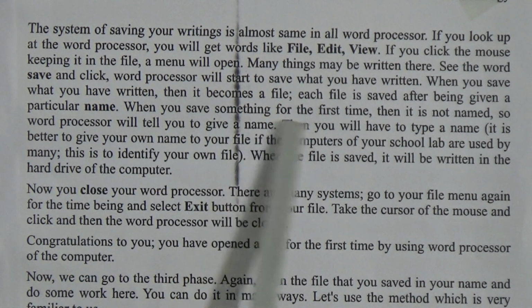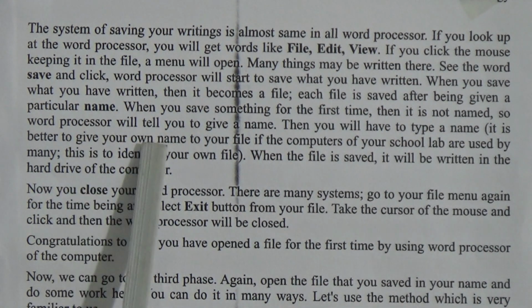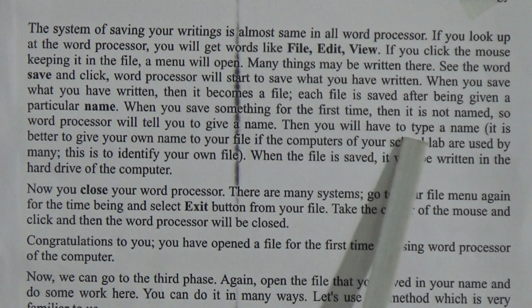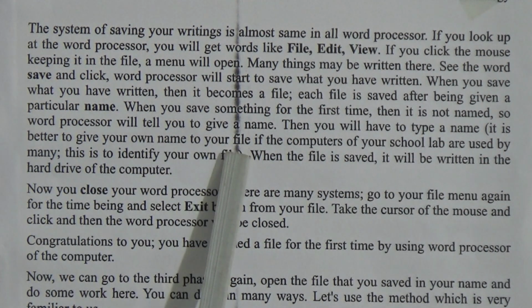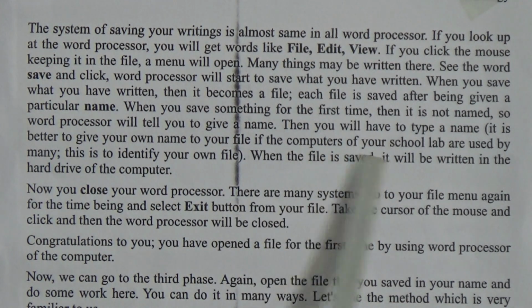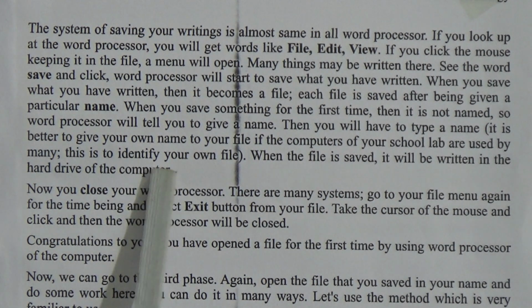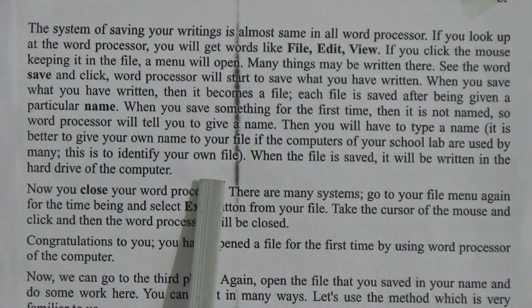When you save something for the first time, it is not named. So the word processor will tell you to give a name. Then you will have to type a name. It is better to give your own name to your file if the computers of your school lab are used by many. This is to identify your own file. If the computer is used by many people, you can write your own name to find it easily.